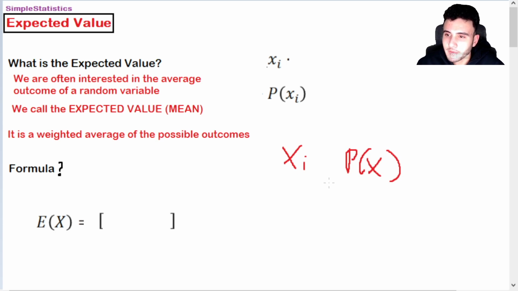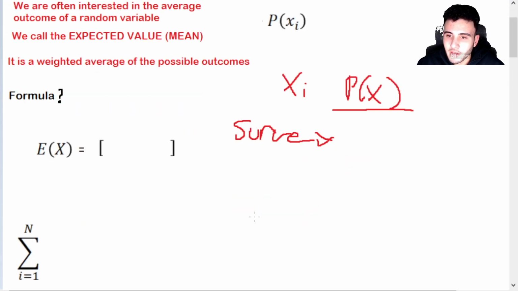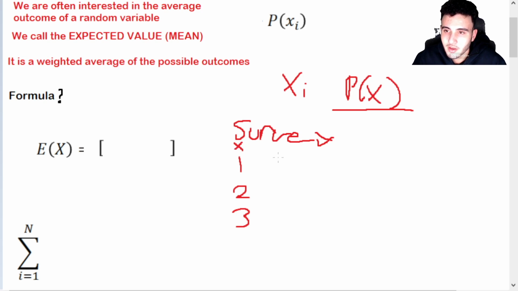But first, to find p of x, we need to build a probability distribution. If the probability is not given, then we have to find the probability distribution. So how do we do that? In the example of a survey, let's say we are looking at how many chocolates are in a basket. And we have either 1 chocolate, 2 chocolates, or 3 chocolates. And that will be our x for now.